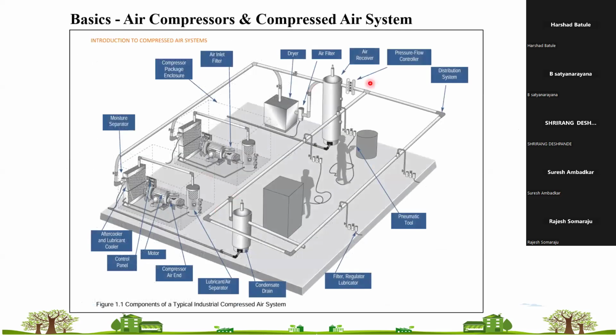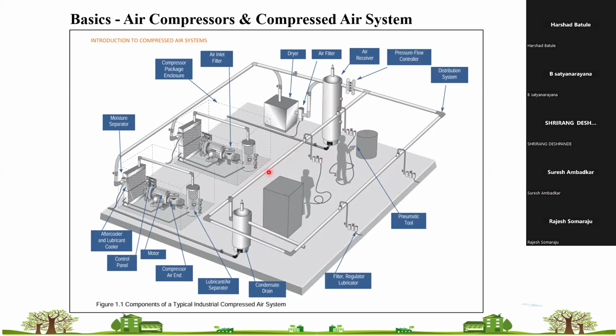So this is a ring main system. At any point, whenever your user is consuming air, you'll get the same pressure. But if this is not a ring main, if this is an ideal system or a cut-to system, and there are, let's say, 3 users, the first will get more pressure, the second will get lower pressure, and the third will get lower still.